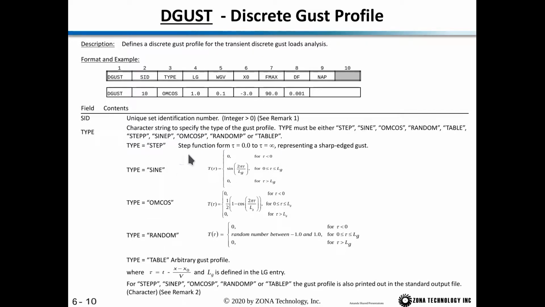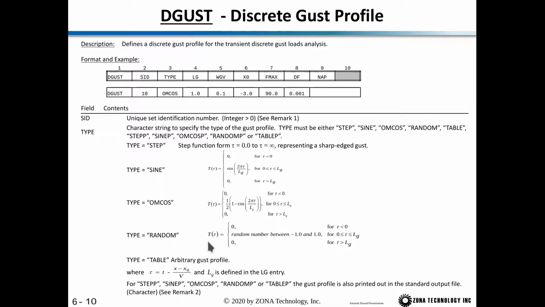Now for type step, the Gust profile is a step function from tau 0 to tau equals infinity, representing a sharp-edged Gust. For type equals sine, we have one sine wave. So when tau is less than 0, the input is 0. When tau is greater than LG, it's once again 0, but when tau is between 0 and LG, then we have a single sine wave. For 1 minus cosine, similar, we have 1 minus cosine wave. So the advantage of the 1 minus cosine over the sine is it's continuous first and second order, whereas the sine, you've got a rapid, sharp change in the velocity. It's not continuous, whereas the 1 minus cosine is continuous in the time derivative of the input signal.